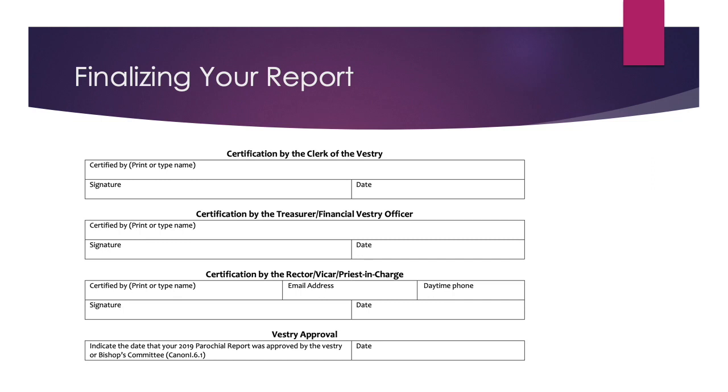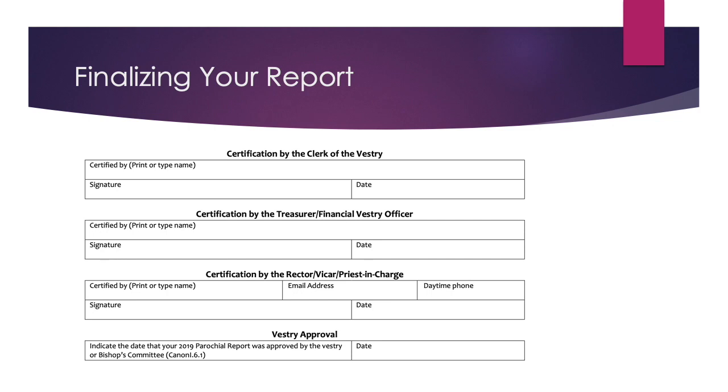So now, congratulations, you're done with your parochial report. Well, almost done. You still need to finalize it and get certifications. You need the clerk of the vestry representing the vestry oversight to sign and date it, the treasurer or financial vestry officer, and that's really important because they are largely responsible for the information in Section 2 about money, and then the rector or vicar or priest in charge, if they haven't been the one filling all this out, they still need to certify it, sign it, and date it with their contact information.